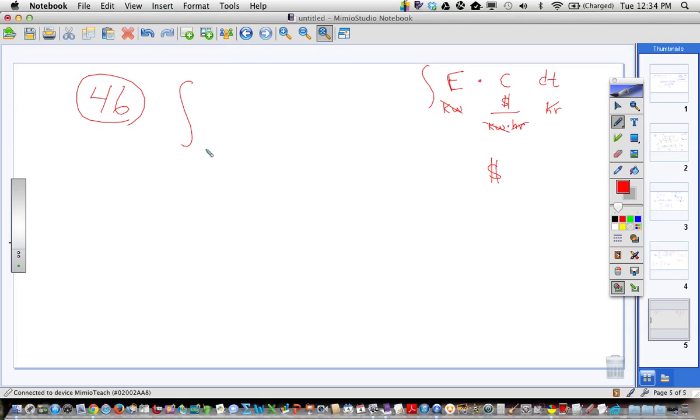So part B is probably easier to do than part A. This would just be e of t times c of t dt. That's going to give us dollars. And then the integral is going to go from what to what? 0 to 24. Because remember, dt, we're in terms of t here, which is hours. So for this integral, we want the cost of the electricity over this 24-hour period. So it's 0 to 24.